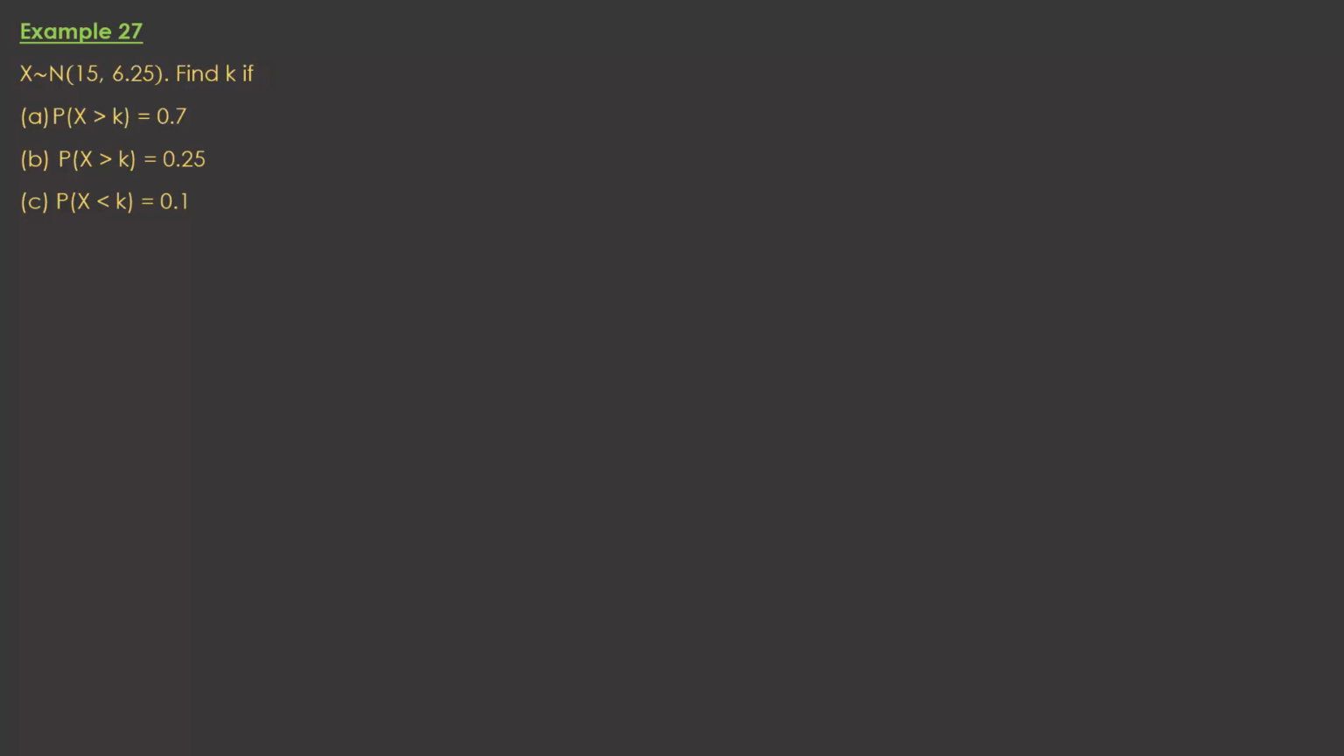X is a normal distribution with a mean of 15 and a variance of 6.25. And so the mean is 15 and the standard deviation is the square root of 6.25, which is 2.5. We want to find k if the probability of x being bigger than k is 0.7.